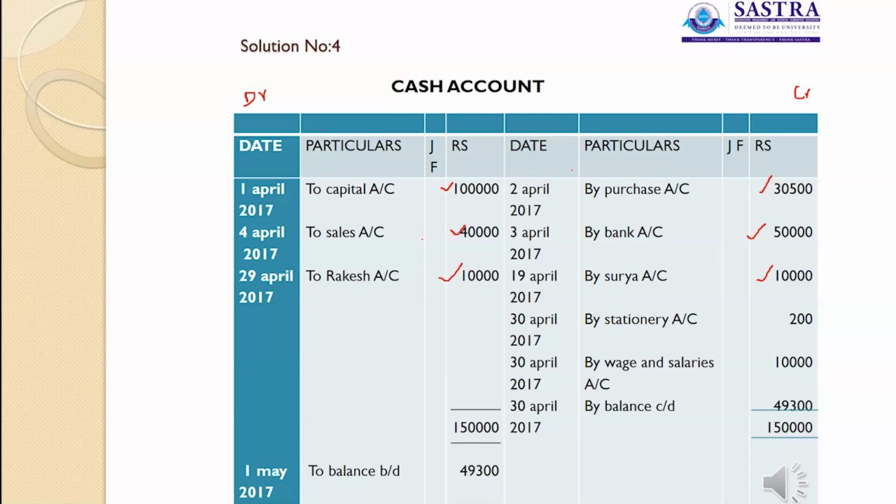Then stationery paid rupees 200 on April 30th, so by stationery 200. By wages and salaries on 30th April, rupees 10,000. So you have to add the debit side total, 1,50,000. The balance between these two is 49,300. So 49,300 is transferred to by balance carried down. So 30th April, by balance carried down rupees 49,300. This amount is transferred to the next month, 1st May 2017, 49,300.